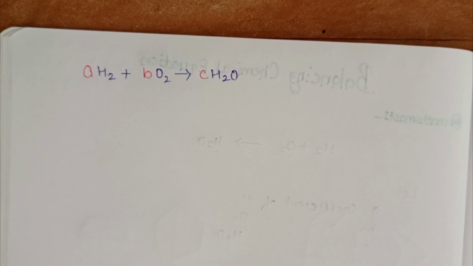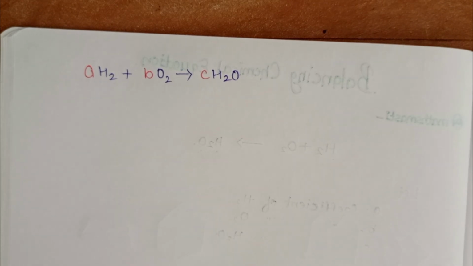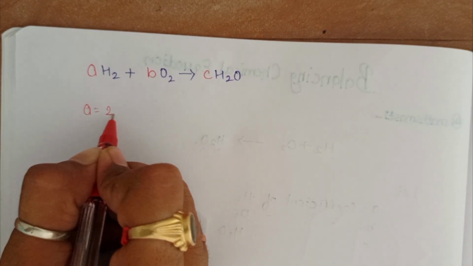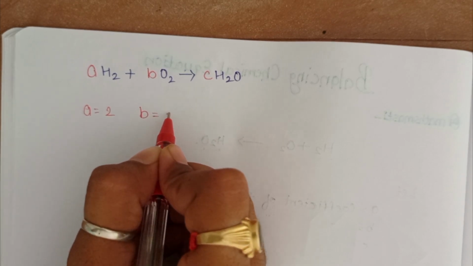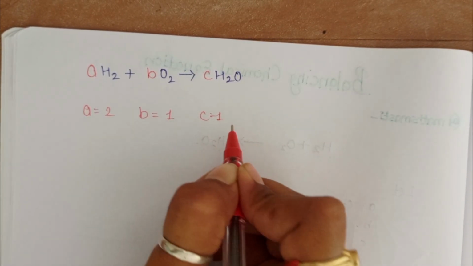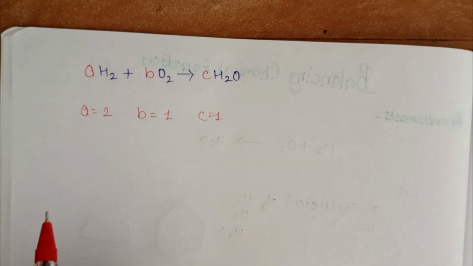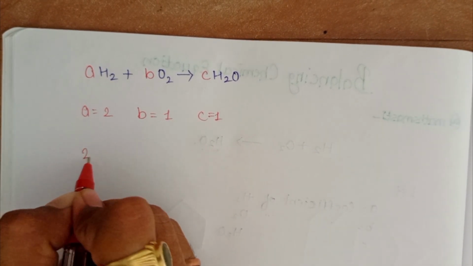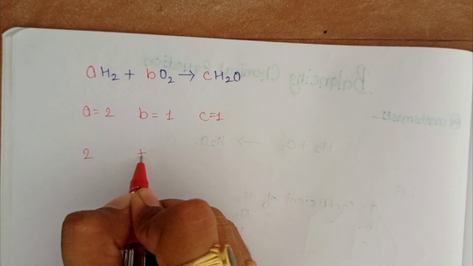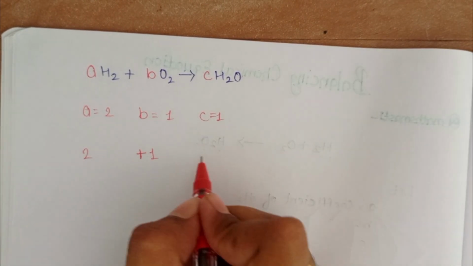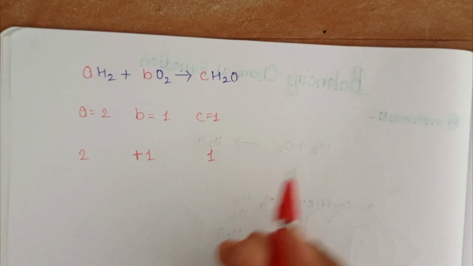This is our equation after assigning the variables to each component. Now we have all the values of the coefficients. So the balanced equation we will get, as we have the value of A equals 2, B equals 1, and C equals 1. On putting the values in the equation, we will get 2 at the place of A, 1 at the place of B, and 1 at the place of C.